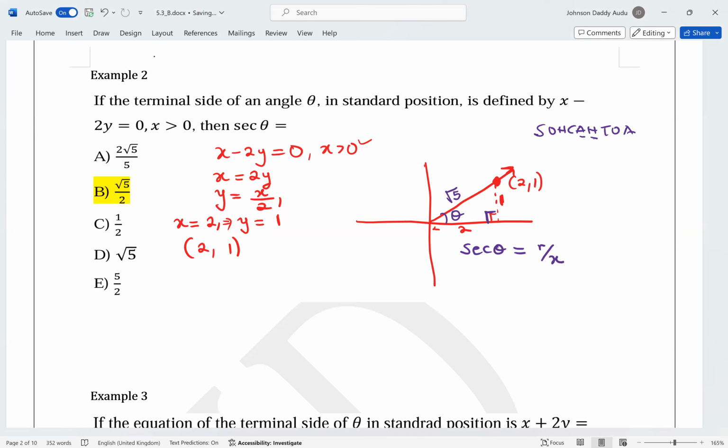So here, what is our hypotenuse? R. Remember, this would be R, this would be Y, and this would be X. So this R is always positive. So here we have root 5 over X. What is X? X is 2. And we're done. So sec theta is just root 5 over 2.